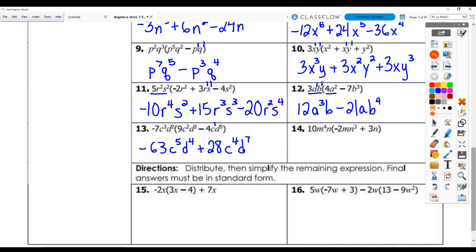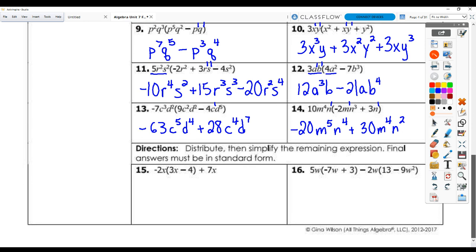10 times negative 2 is negative 20. M to the 4th times m to the 1st is m to the 5th. N to the 1st times n to the 3rd is n to the 4th. Plus 30 m to the 4th n squared. N to the 1st times n to the 1st is n squared.